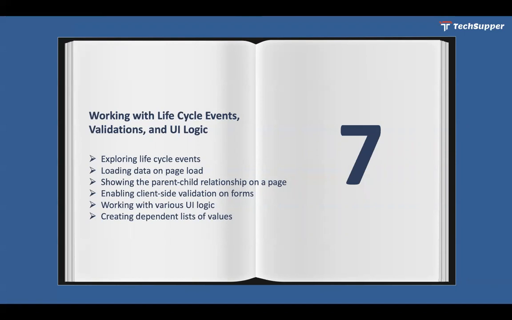We will perform various UI logic, like how to create dependent lists of values. For example, if you have a country list and then a state list, you want to populate the state based on the country. Here I will show you in this chapter. After completing this chapter, you will have an understanding of different concepts and different examples in Visual Builder.